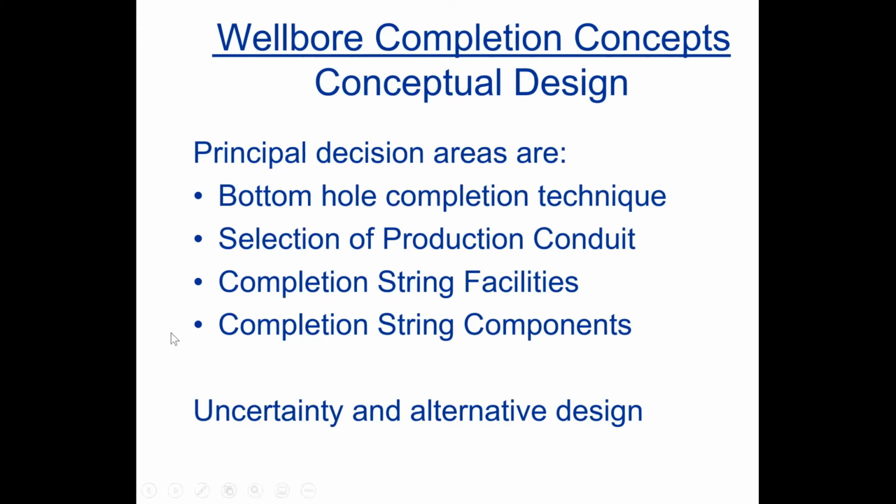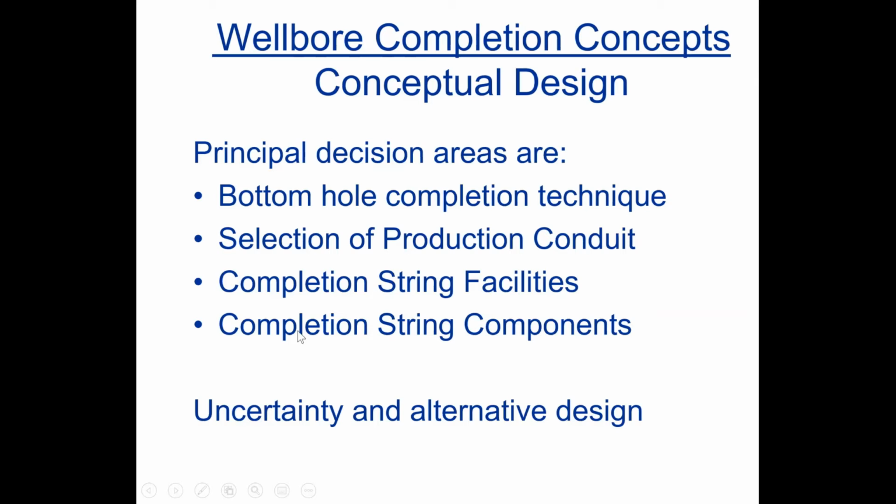Now, which facility do we want to put in the well? For example, do you want to protect the casing? Do you need extra energy? Do you need to do gas lift? Do you need to put a pump downhole? This is called production stream facility.